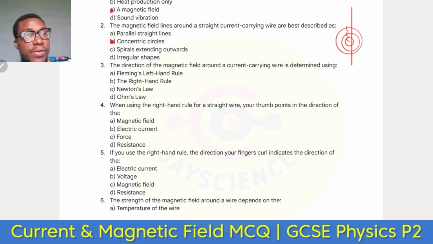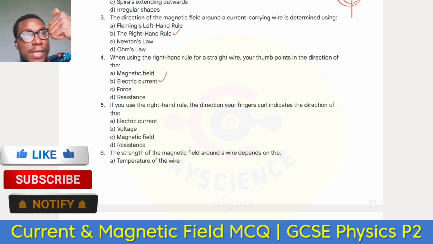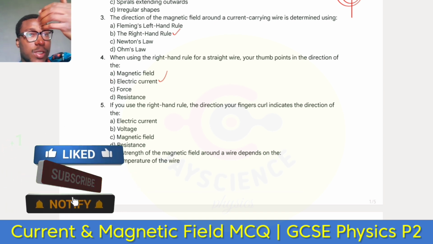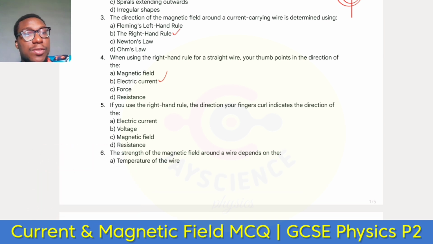3 says the direction of the magnetic field around a current carrying wire is determined using what we call the right-hand rule. 4 says when using the right-hand rule for a straight wire, your thumb points in the direction of the electric current. Yeah, so when you do the right-hand grip rule like this, your thumb points in the direction of the current, your fingers will curl in the direction of the magnetic field. Yeah, that is question 5. You've already answered that from the explanation.